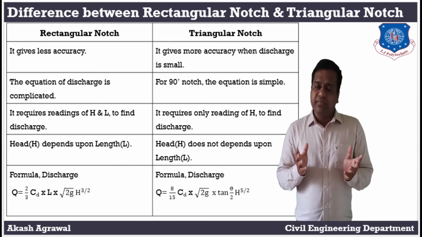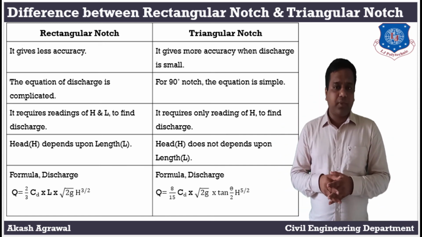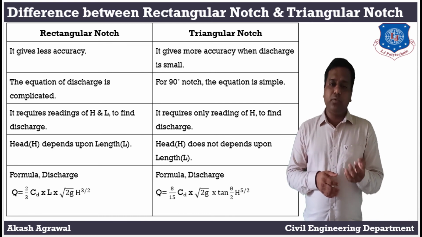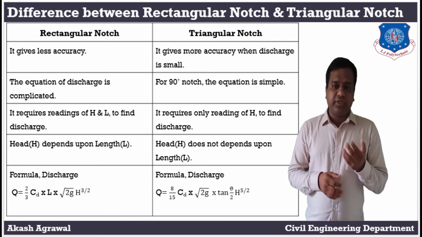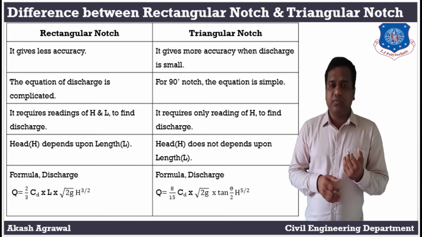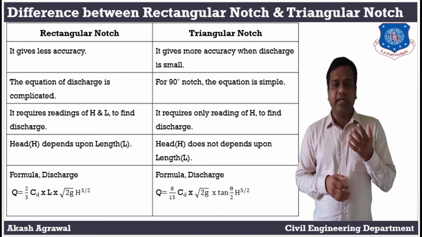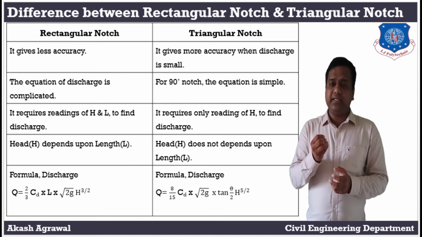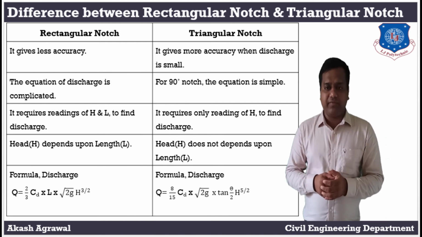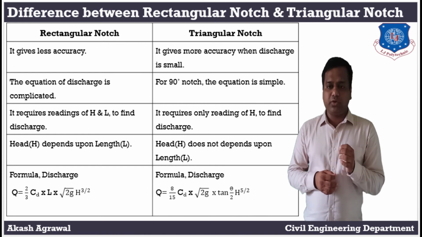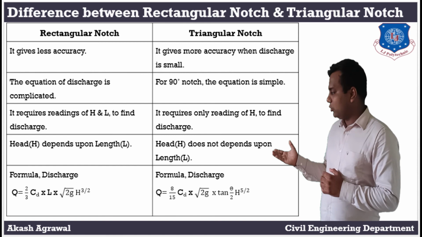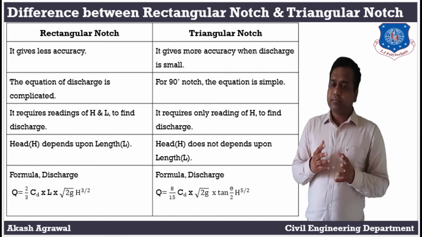And the last difference is the formula for the discharge. For the rectangular notch, Q is equal to 2 by 3 into Cd into L into under root of 2g into H raised to 3 by 2. And the formula for the triangular notch is Q is equal to 8 by 15 into Cd into under root of 2g into tan theta by 2 into H raised to 5 by 2, as shown here.